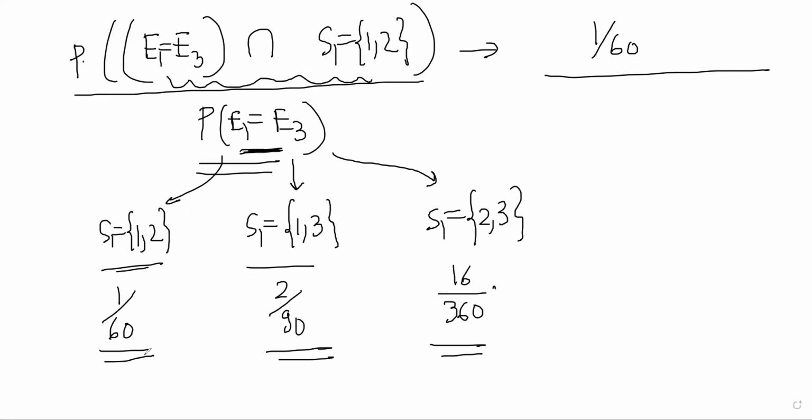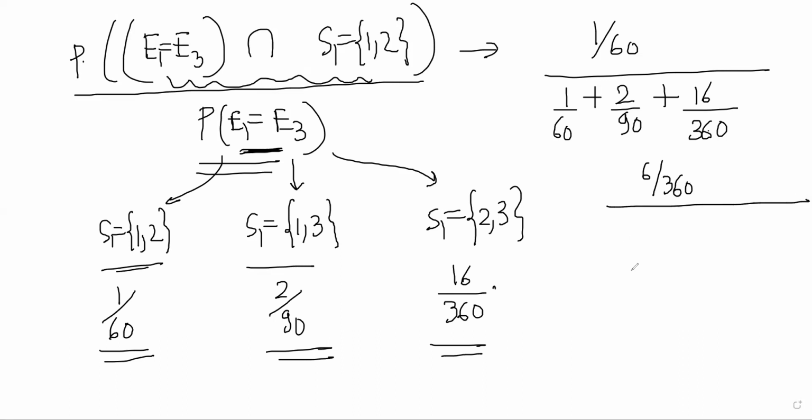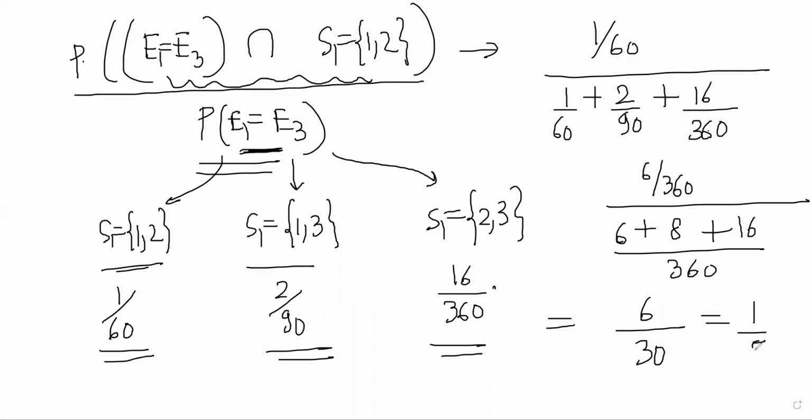If you are getting confused at any step, go back and rewatch those relevant sections of the video. You should understand it better. So what we'll write here is 1 by 60 plus 2 by 90 plus 16 by 360. And that becomes, the top part is 6 by 360, divided by 6 plus 8 plus 16 by 360. So you get basically 6 by, this is 14 plus 16, 30, 6 by 30, and it is 1 by 5. So the final conditional probability is coming out to be 1 by 5 or 0.2. And that is your answer.